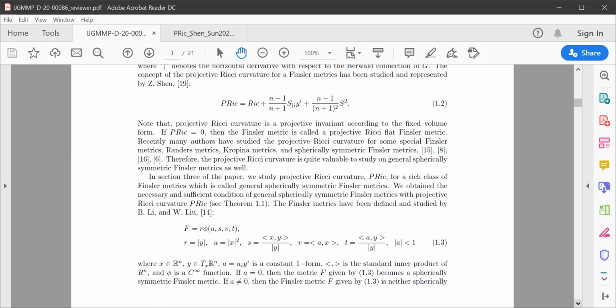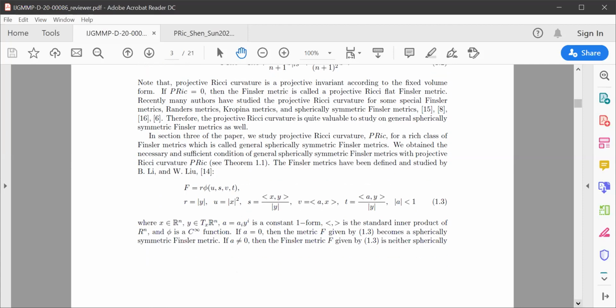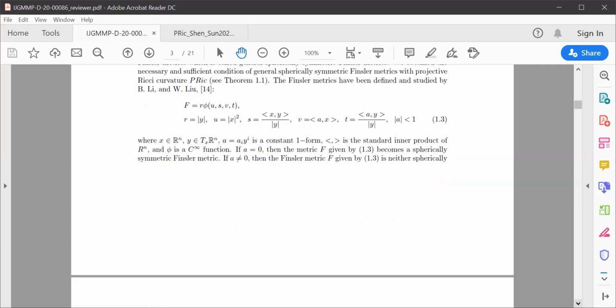Okay, and for the spherically symmetric matrix, you have two additional variables here, V and T, not just R, U, and S. Otherwise you just call it R, U, and S. Okay, so let's look at this. This is a matrix.